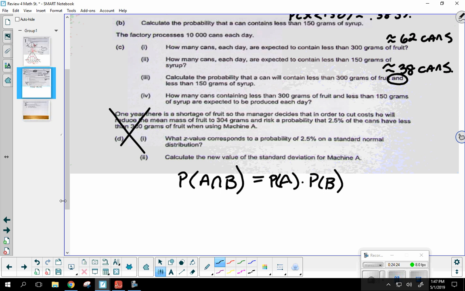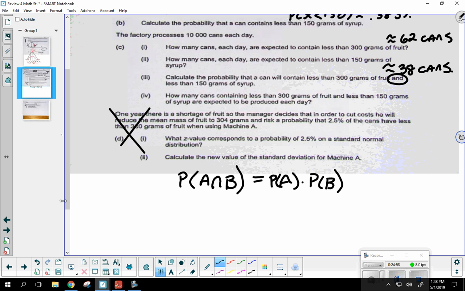Okay, so what does this mean I need to do here? Why did I circle this word and? Because it's the intersection. See, previously we found the percent of cans that are going to have less than 300 grams of fruit, and we found the percentage of cans that are going to have less than 150 grams of syrup. Okay, so what am I going to do with those? We're going to multiply those together. That will be the resulting percentage of those that should fit those two conditions.